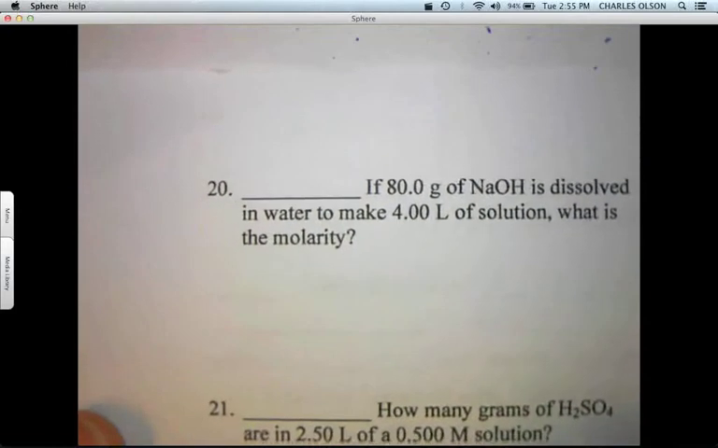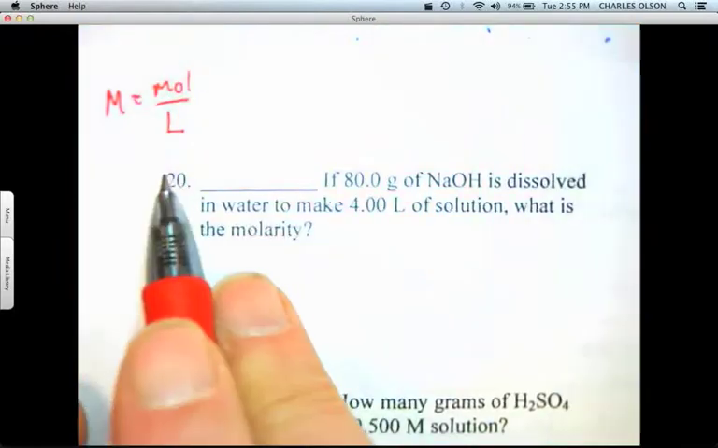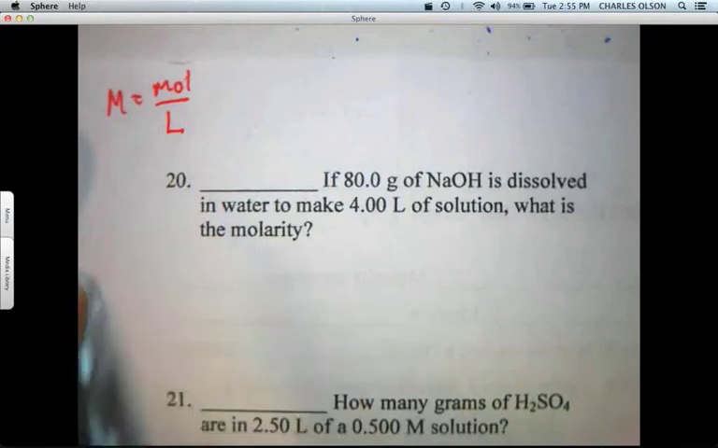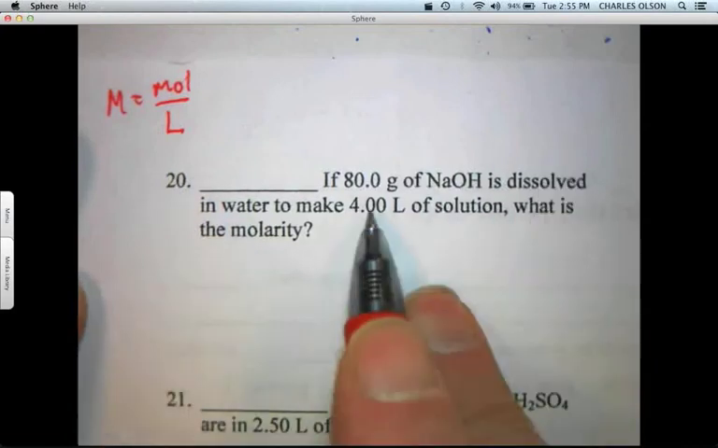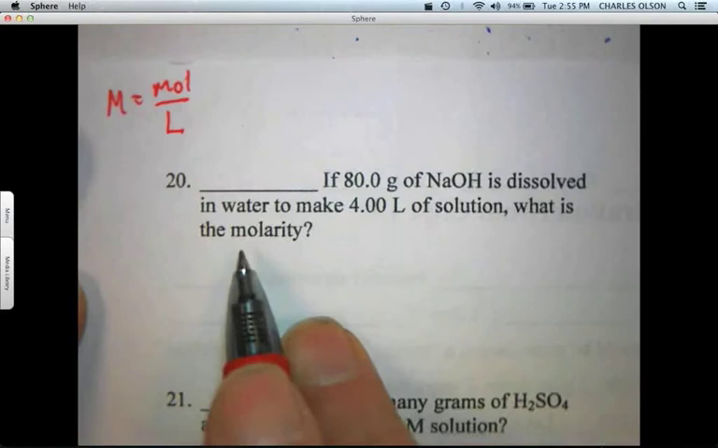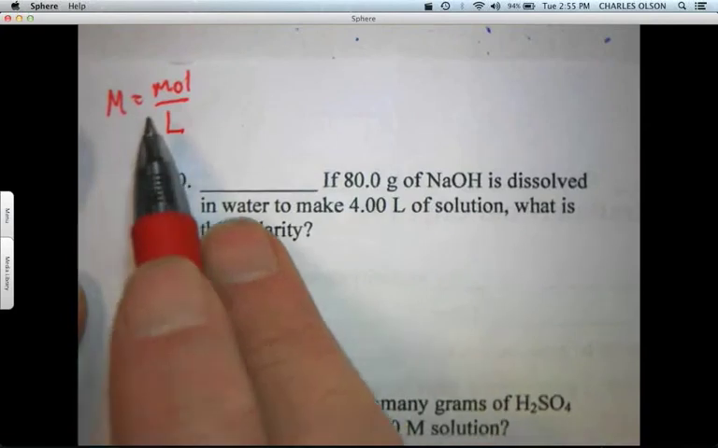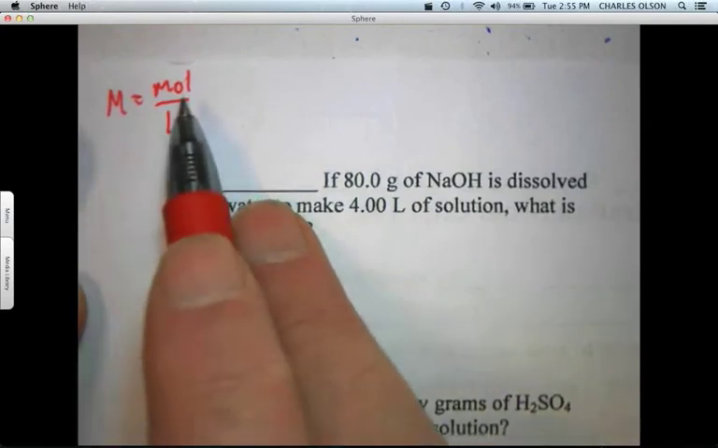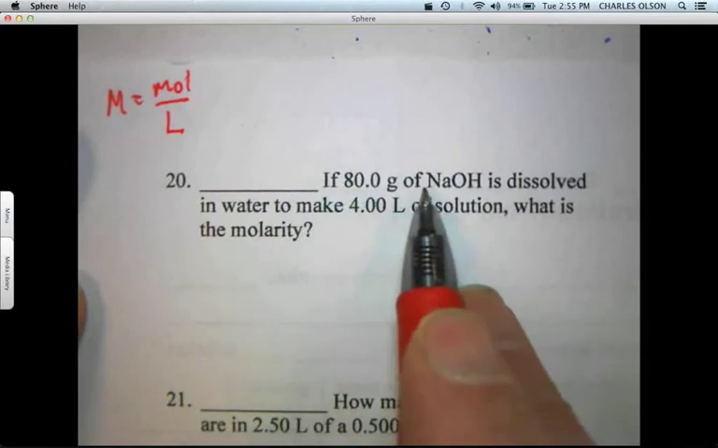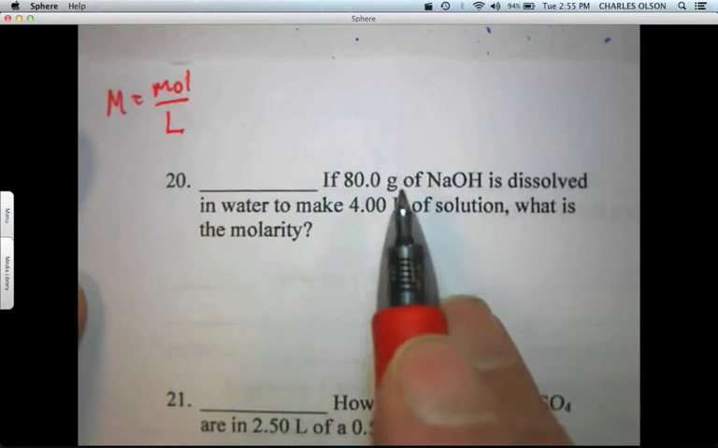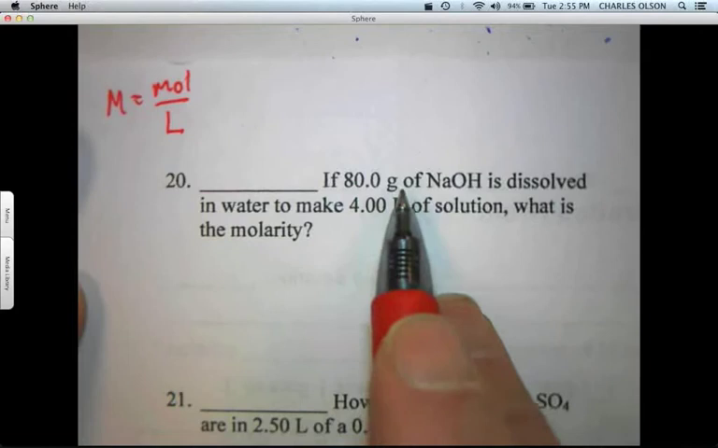We know that molarity equals moles over liters. And it's always good to write it down. Molarity equals moles over liters. So we know the liters, and we're asked the molarity. So we need to know the moles, but we aren't given the moles, we're given the grams. But we can convert the grams to moles using the molar mass.